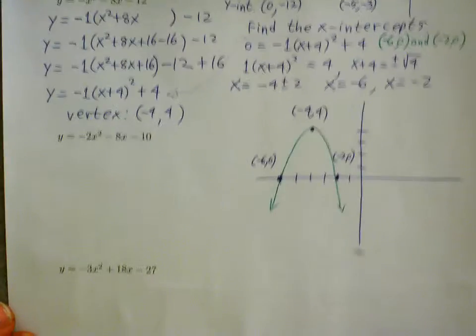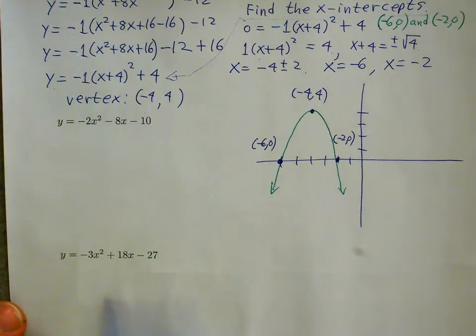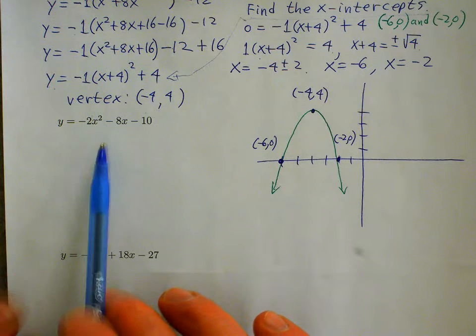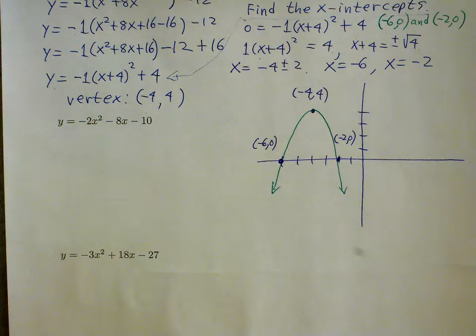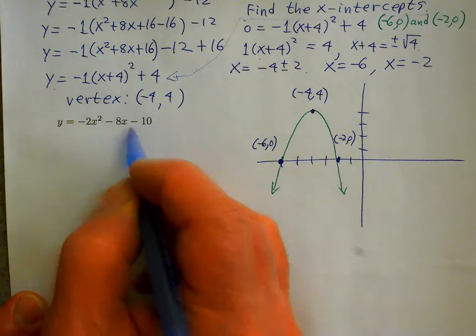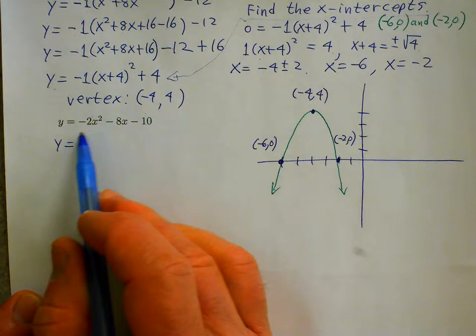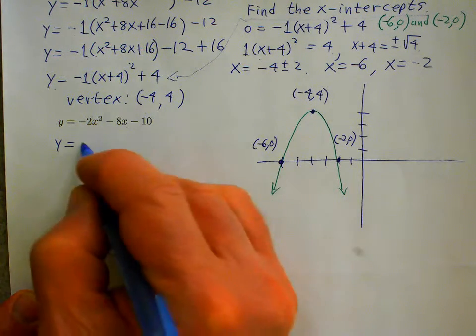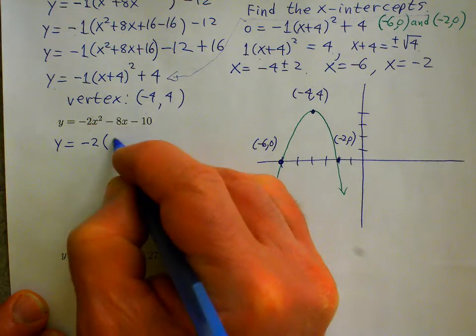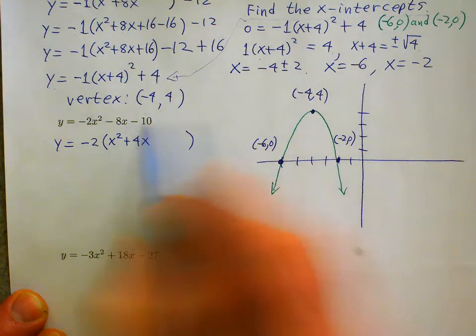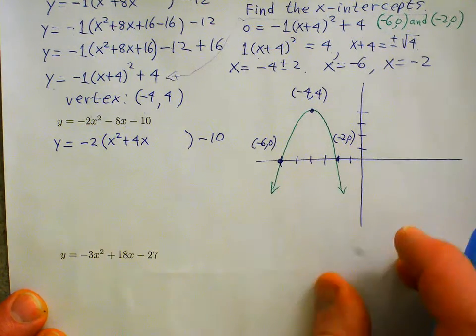Okay, for the next one, let's just get the next two in vertex form. If we have about 3 minutes, and then we'll save graphing them until tomorrow, or we'll just move on to other problems tomorrow. But to get this into vertex form, we factor negative 2 out of the x squared term and the x term. So negative 2 times x squared plus 4x, but leave the minus 10 on the outside as usual.